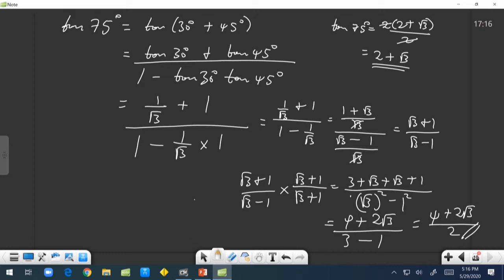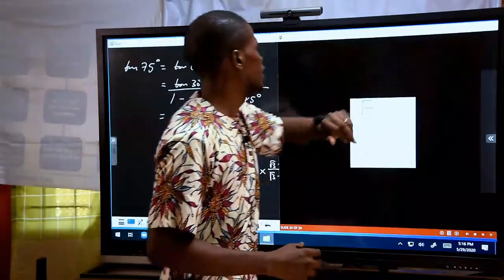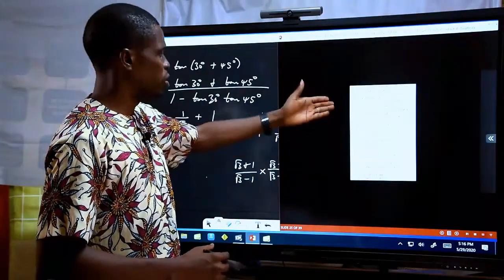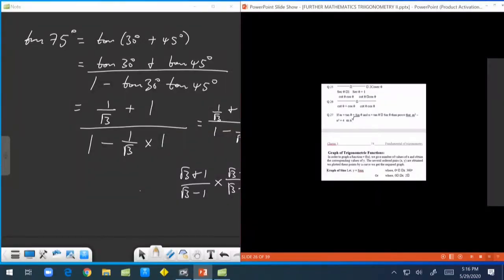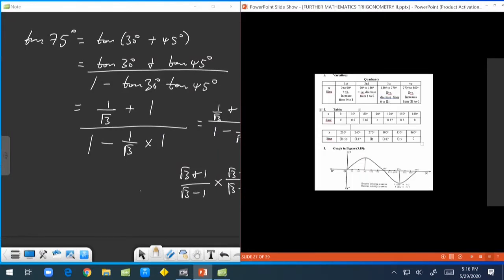So when we apply these trig ratios, we can solve some complex trig functions. As we move ahead, we are going to see some others again. So we have other expressions that we can attempt and solve. Attempt those ones before we move on to graphs of trig functions.